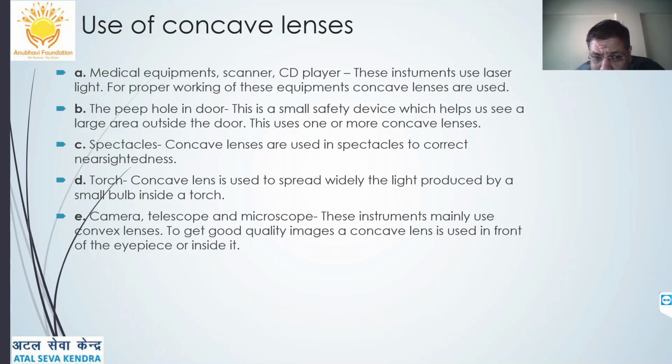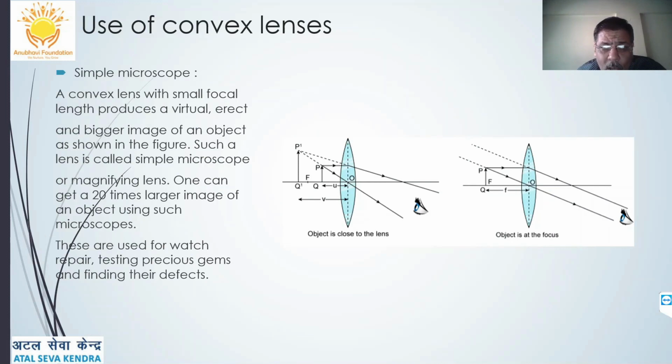These instruments mainly use convex lenses, not concave lenses, to get good quality images. A concave lens is sometimes used in front of the eyepiece or inside it, but generally convex lenses are used. So now coming to the use of convex lenses. The very important one is the simple microscope, or the hand lens, or the magnifying glass, as we call it.